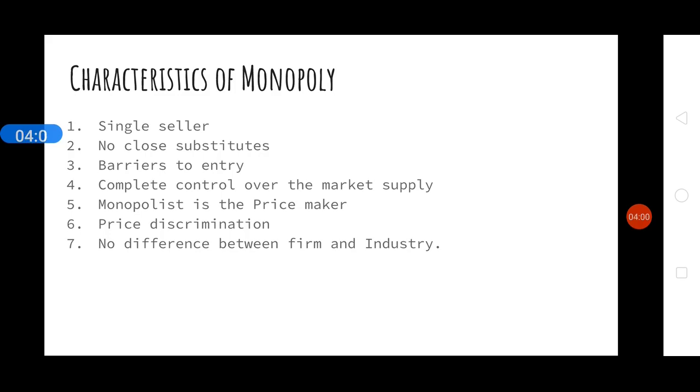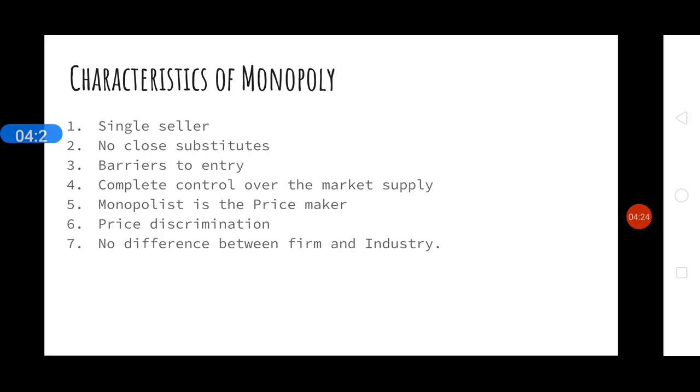The next point is price discrimination. Price discrimination means charging different prices for the same product to different buyers. The monopolist succeeds in increasing its profit margin by adopting the technique of price discrimination. He can charge more from the rich and less from the poor.